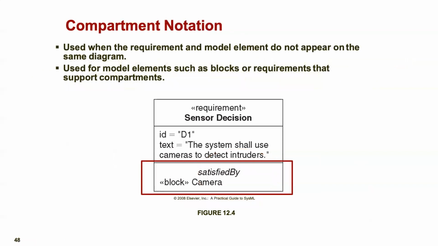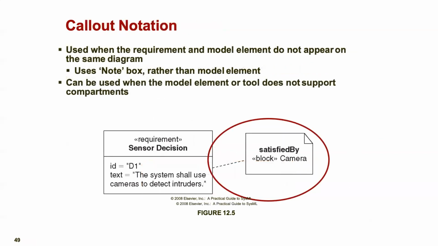For compartment notation, this is used when the requirement and model elements do not appear in the same diagram. These are the things that you can start to flesh out, that in the database, this relationship is clearly defined. But if you want to annotate or show this specific requirement, the sensor decision, you can have this one area that will get more specific about how it is satisfied by. So that's the second way that you can have the requirement notation. And a third thing is you can have a call-out notation. This is used when the requirements in the model do not appear on the same diagram. It uses a note box rather than the model element.